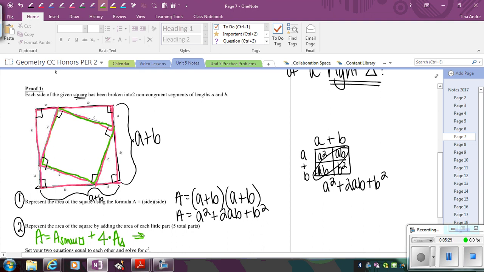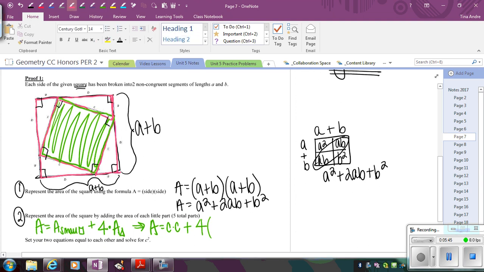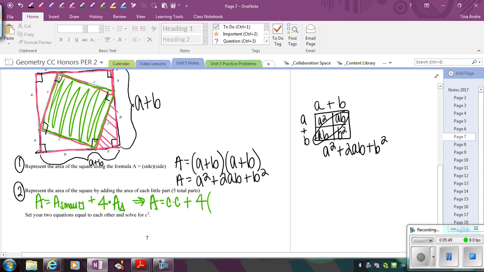So what that translates to is the area of this small square here is going to be C times C. So C times C plus the area of the 4 triangles. So I'm going to do 4 times. Now to find the area of one of these triangles, if you remember, area of a triangle is base times height over 2.